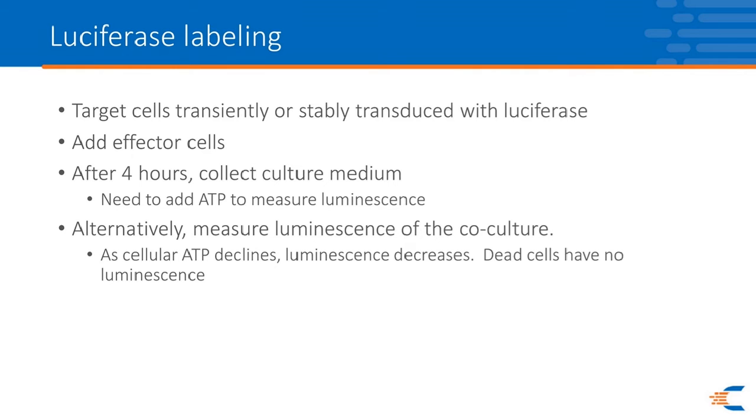Now, for luciferase to be used, the target cells have to be transiently or stably transduced with luciferase. Once they're labeled, you can add your effector cells, and after 4 hours, at least in the case of the assays we looked at, we collected culture medium in order to measure luciferase that's been released from the cells. Naturally, you need to add in ATP to allow that enzymatic reaction to occur. Alternatively, you can measure the luminescence of the co-culture, because as those target cells die, they don't have any ATP to generate bioluminescence, and that will decrease. So dead cells, no luminescence. And honestly, you could probably combine both of these methods, either measuring the medium and measuring luminescence of the co-culture.